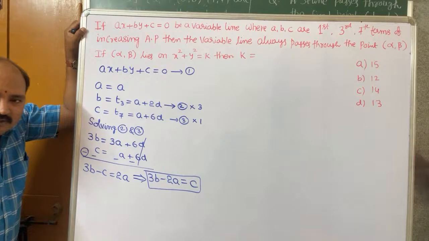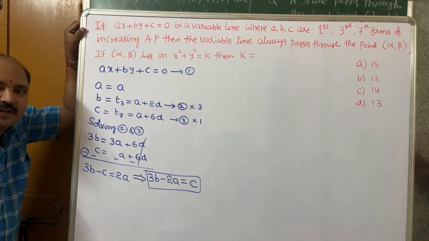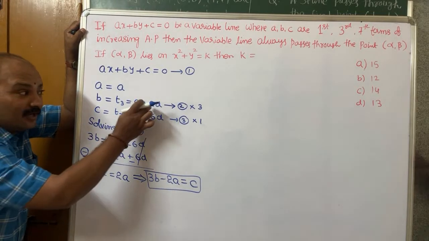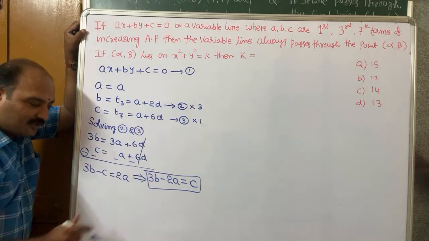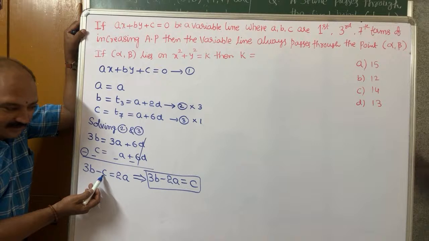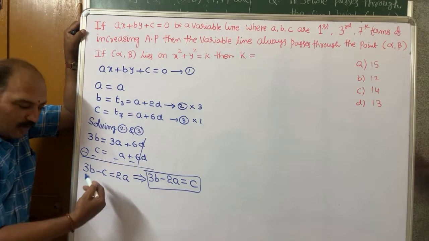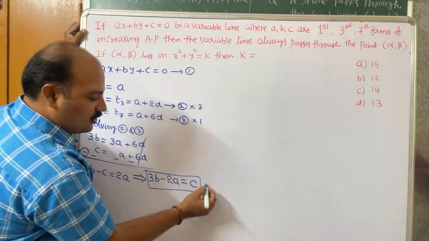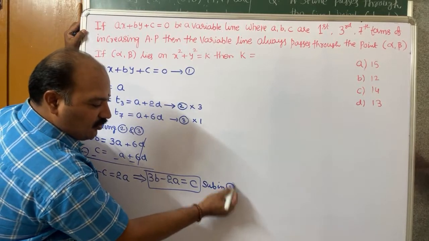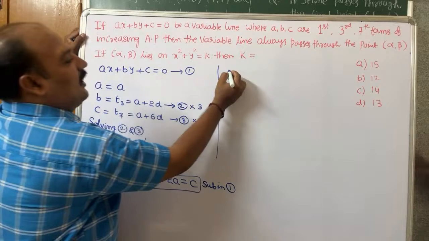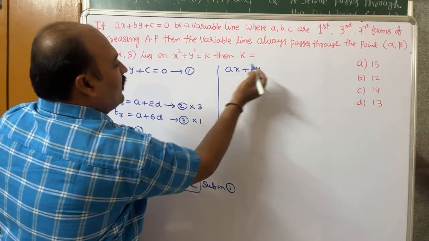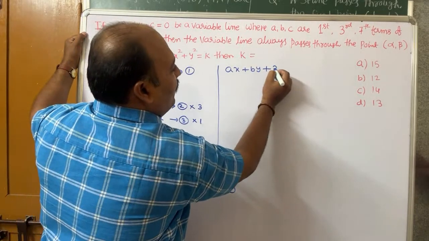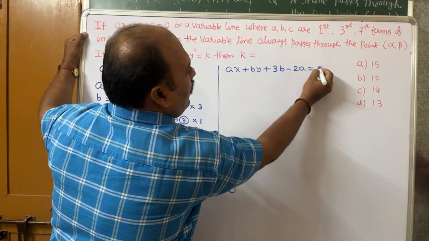I think everyone got it. Solving equation 2 and equation 3, eliminating the value of d, we got the relation. I want c as the subject. So 3b minus c equal to 2a. 2a bring this side, minus c bring that side. 3b minus 2a equal to c. The c value we substitute in equation 1. So what I am going to get is ax plus by, and in place of c, you replace with 3b minus 2a: 3b minus 2a equal to 0.